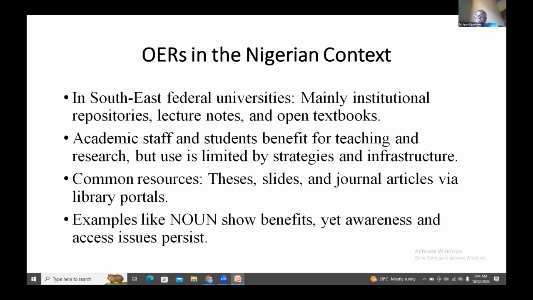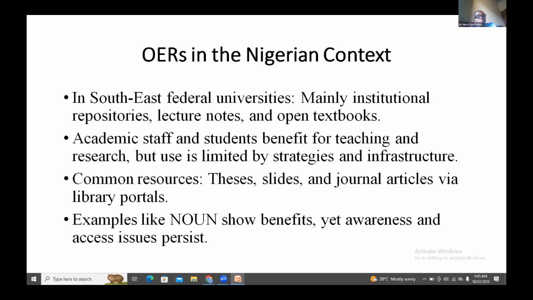The primary objective of OER is to provide unrestricted access to educational resources globally without barriers through the sharing of academic, educational, and scholastic publications for academics, researchers, and librarians at no cost. The common resources include theses, slides, and journal articles via library portals. For example, institutions like the National Open University of Nigeria, which also serve students in Southeast Nigeria, have demonstrated the benefits of OER in improving learning outcomes, but issues such as poor internet access, limited digital literacy, and weak infrastructural policies hinder their wider use.